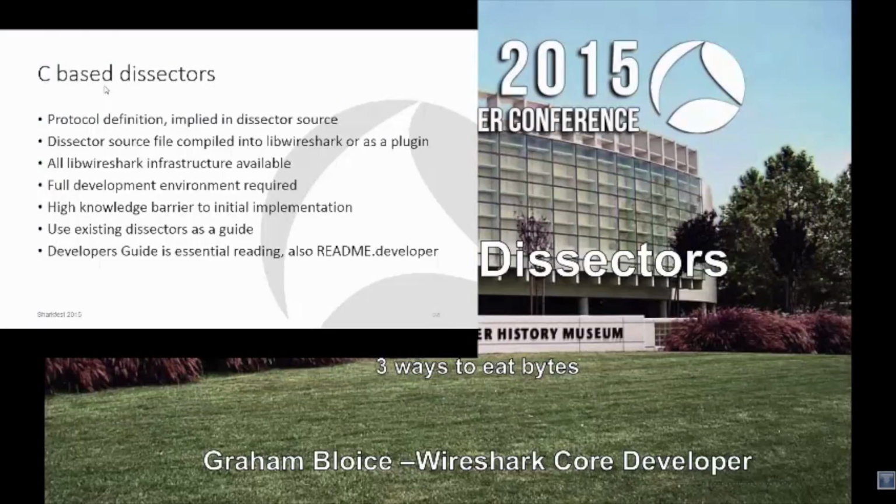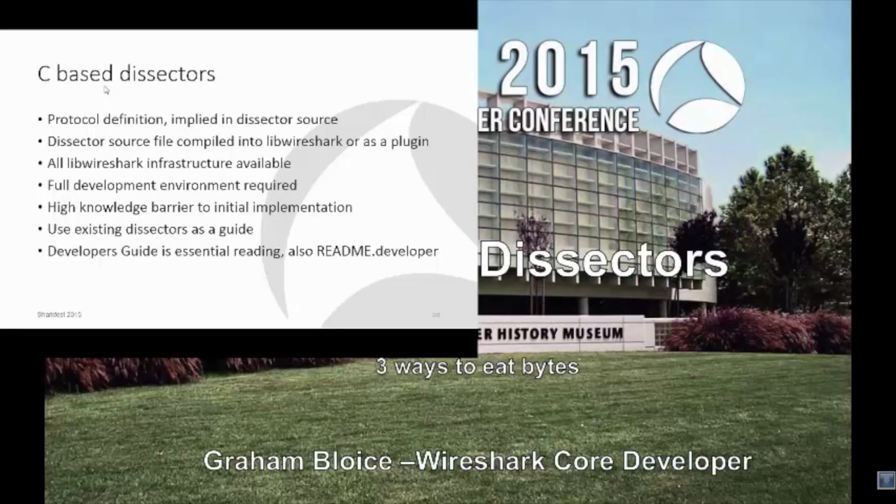So next, the traditional C-based dissectors. So this is using standard C. You create a source file or more than one source file, and that will have the protocol definition in the functions that you define in the source file. And the dissector source file will either be compiled into libwireshark. You can build your own copy of libwireshark.